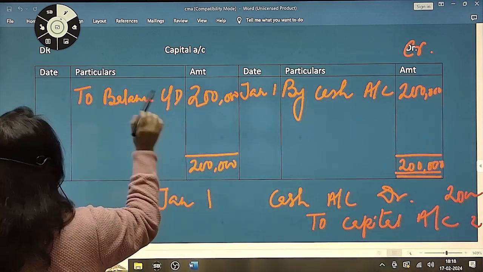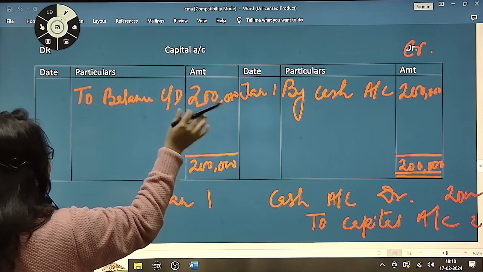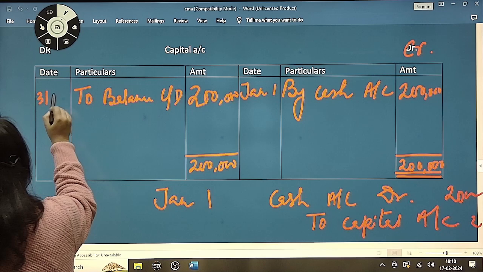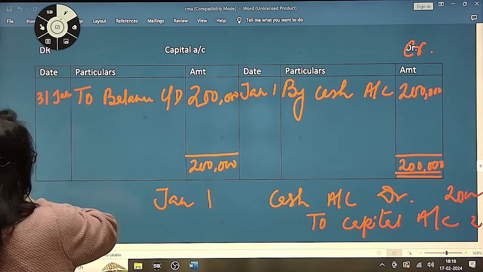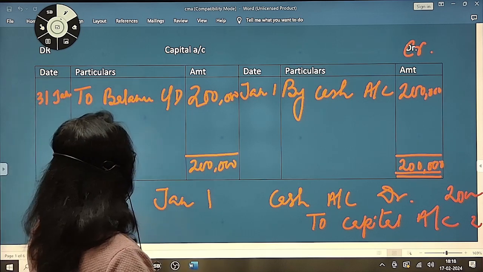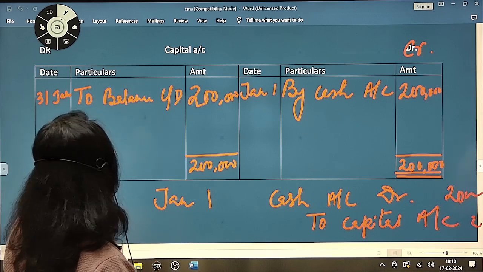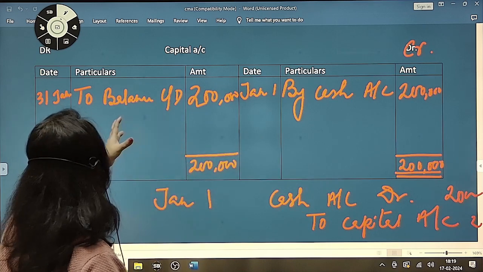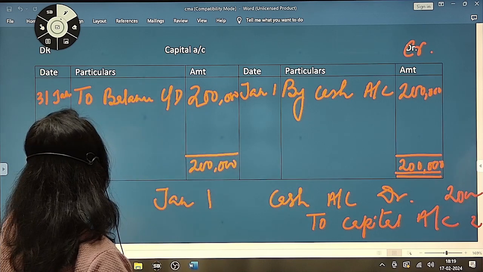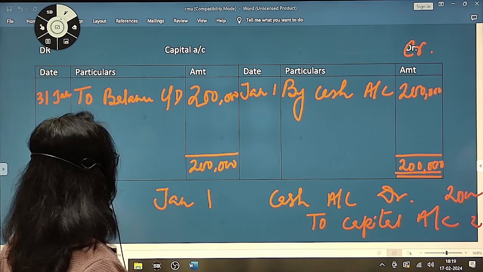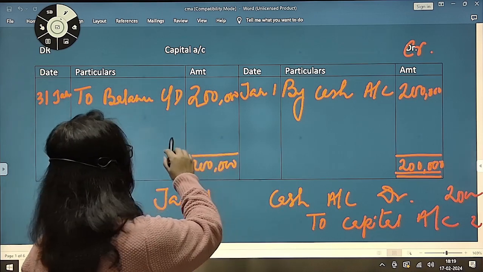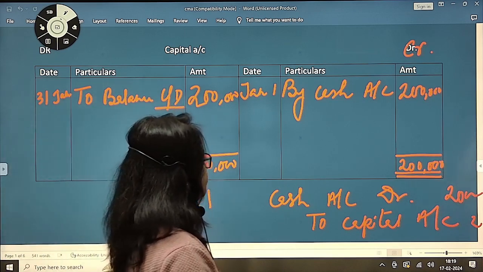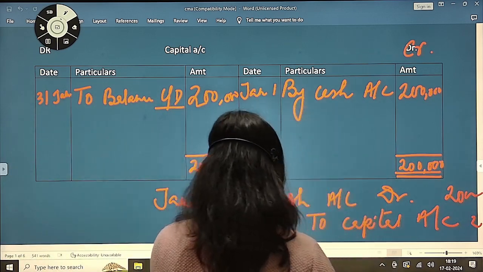So balance CD. If you are preparing for the month, then on the last day of the month, we will write here 31st January. Whatever balance we get may be on the debit side or the credit side. Here in capital, we have got the balance on the debit side. So to balance CD, 2 lakh rupees. CD means carried down. The full form of CD is carried down. Fine. So this is all about your capital account.